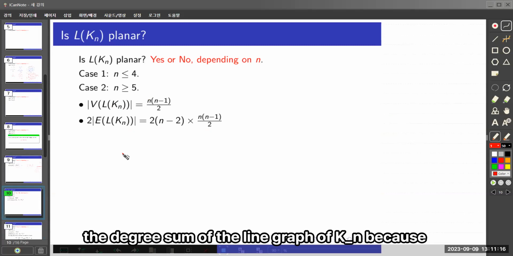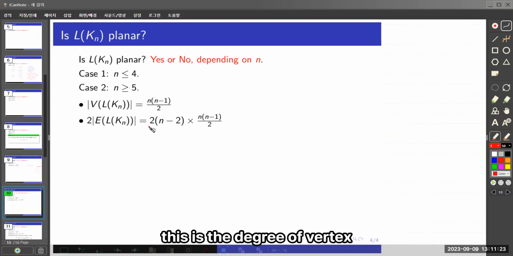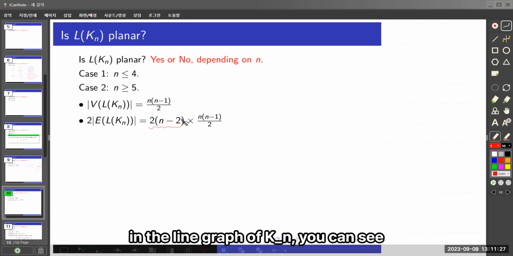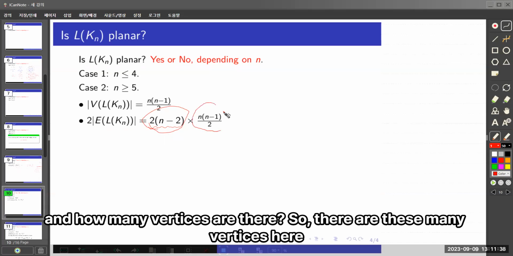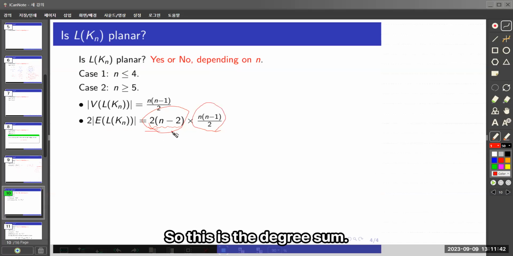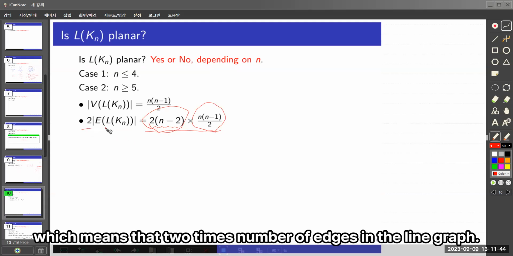Which means the degree sum of the line graph of K sub n, because this is the degree of a vertex in the line graph of K sub n. You can see this is the degree of every vertex in the line graph. And how many vertices are there? There are this many vertices here. So this is the degree sum, which means 2 times the number of edges in the line graph.